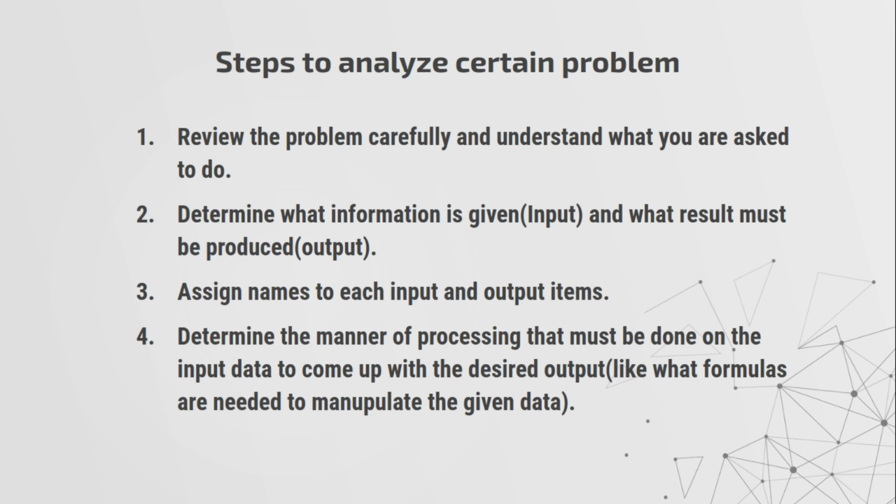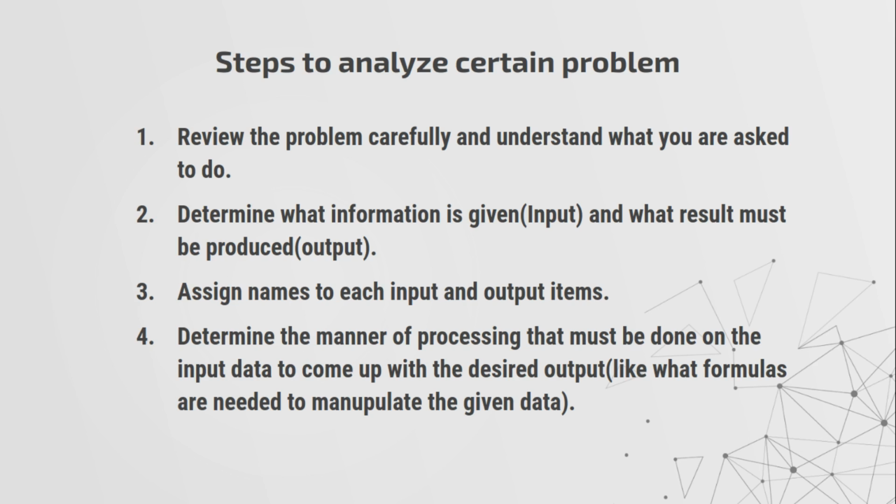Next, we have to determine what information is given, that is the input, and what result must be produced. We should always map the two things, input and output. And we may have to point out the best case scenarios and worst case scenarios. Best case, if the inputs are all right, then what should be the output. Worst case, if the inputs are given wrong, then what should be the output, and how the errors are handled. We have to care about that.